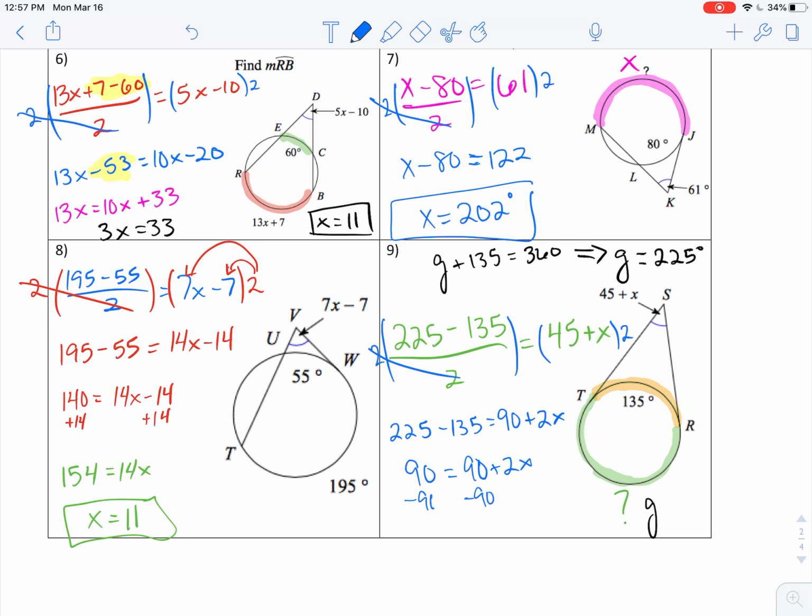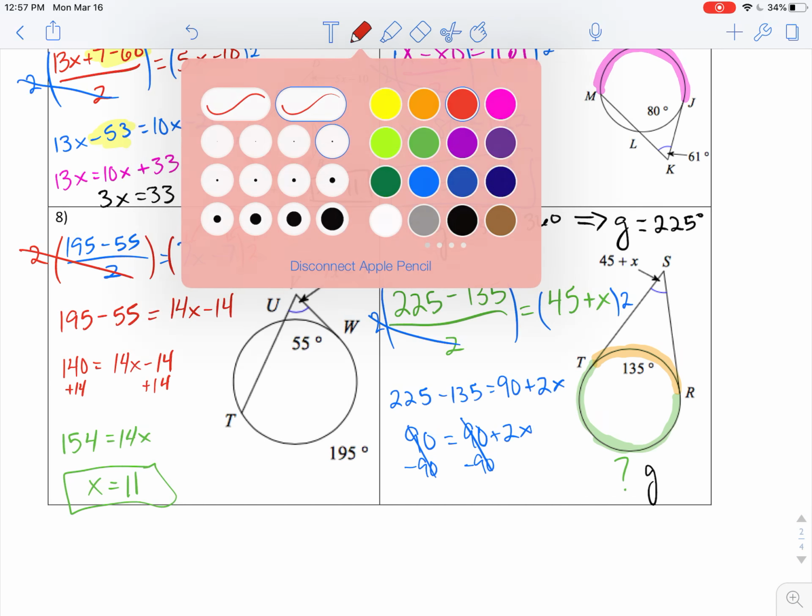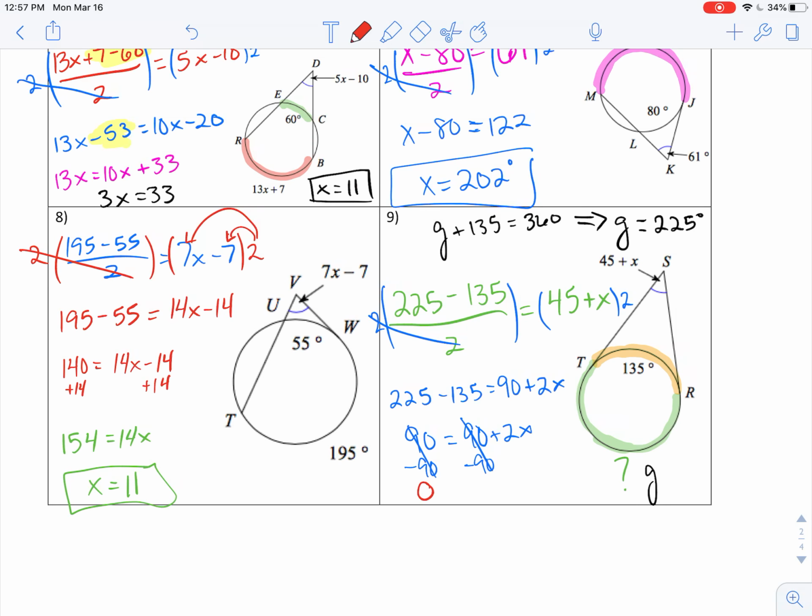So don't second guess yourself here. To get the x's by themselves, I could subtract 90. And I'm left with 90 minus 90 is 0 equals 2 times x. And 2 times what gets me 0? X has to be 0. So kind of a startling result, but let's check and make sure this works.